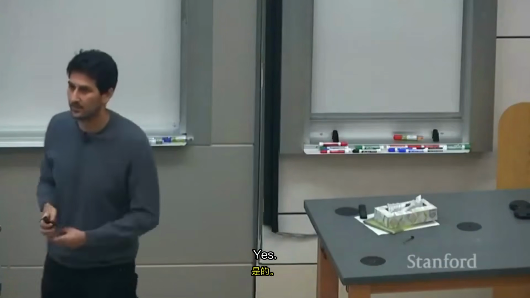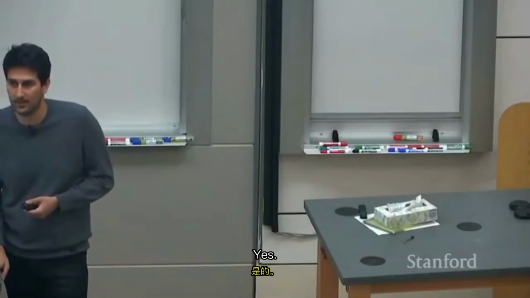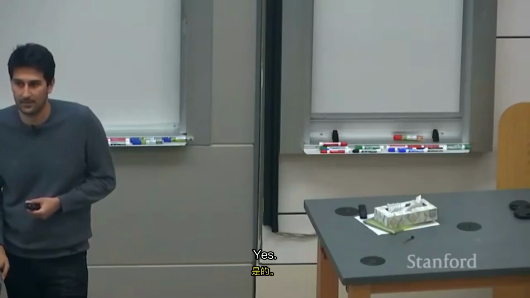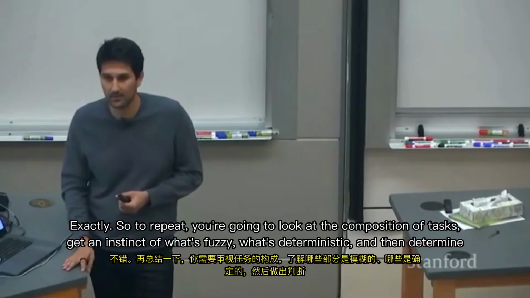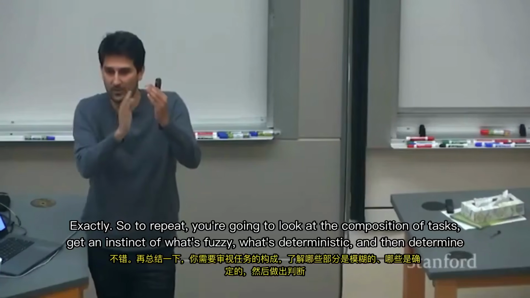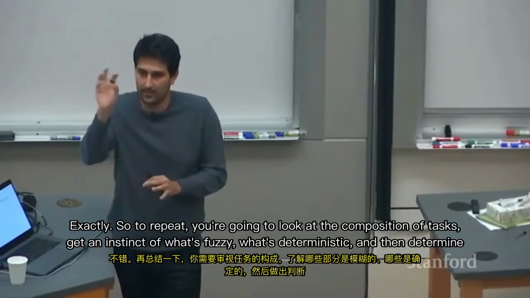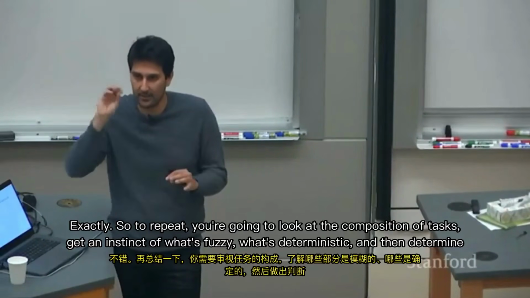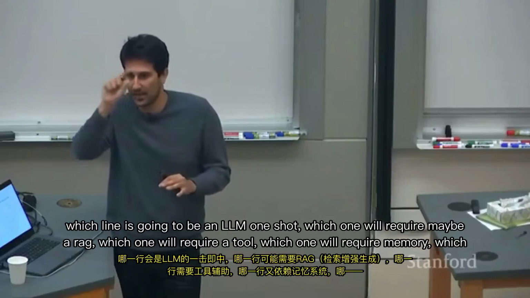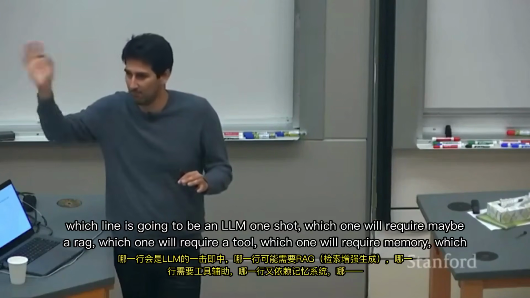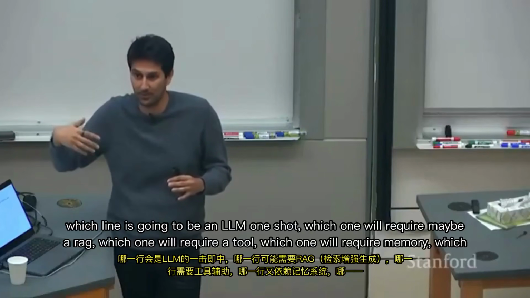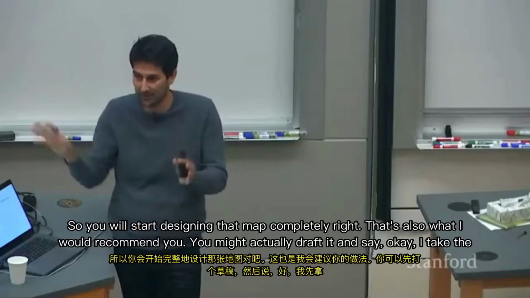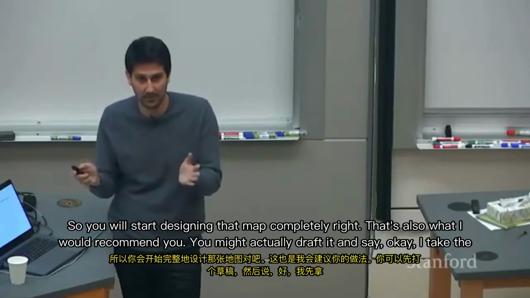Yes, for each step, which one would be deterministic, and which method are we going to use in each task? Exactly. So to repeat, you're going to look at the decomposition of tasks, get an instinct of what's fuzzy, what's deterministic, and then determine which step is going to be an LLM one shot, which one will require maybe a RAG, which one will require a tool, which one will require memory. So you will start designing that map. Completely right. That's also what I would recommend.